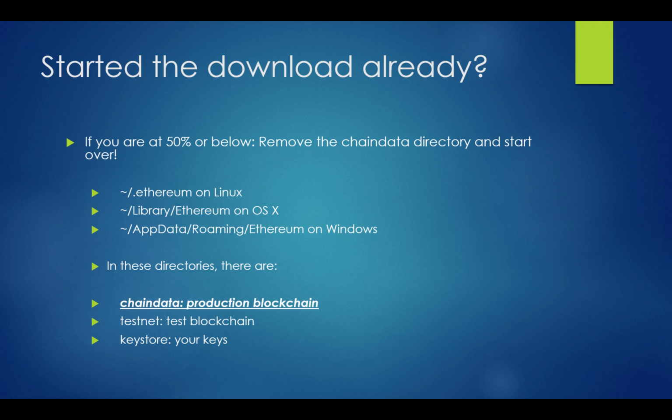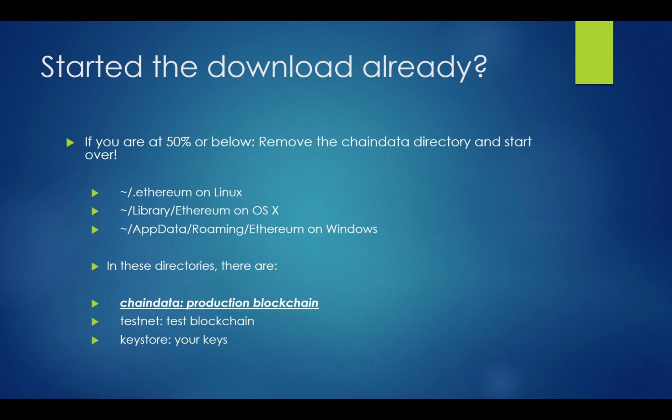On Linux, it's in your home profile, .ethereum, and then the chaindata, which is the production blockchain. This one is what you want to remove, the chaindata. On OS X on the Mac, you have it in your profile in Library/Ethereum. And on Windows, it's in your profile/AppData/Roaming/Ethereum. No matter if you start Mist or Geth or another client, this is usually the directory where they write the blockchain data into when you start the client without the parameter datadir.